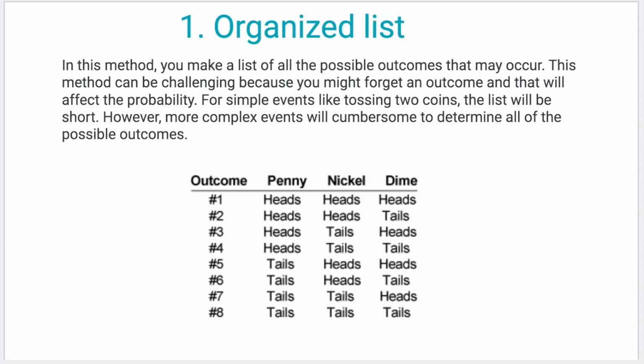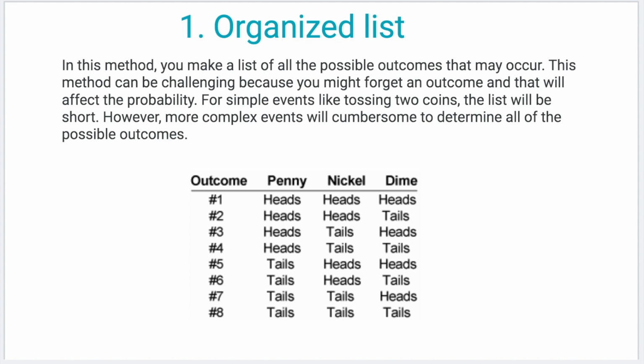So the first method, organized lists. You're going to make a list of all possible outcomes that may occur. This method can be challenging. It can have difficulties because you might forget a particular outcome. Then that's going to affect the probability. Now, if you have simple events like tossing two coins or maybe rolling one die, the list will be short. However, if you have complex events where you have combined probabilities, combined events, then it's going to be really cumbersome and your list is going to be incredibly long and you might make a mistake.